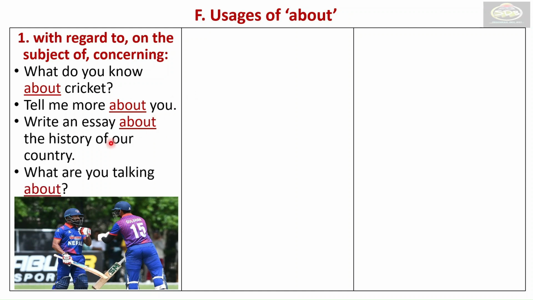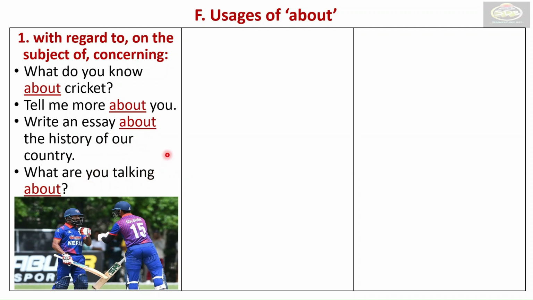Write an essay about the history of our country. If this is a title, then we use on. Write an essay on corruption. That must be a heading or title, but this is not a title because the beginning letter is small. Therefore, this is not a title. We use about here. Write an essay about the history of our country.